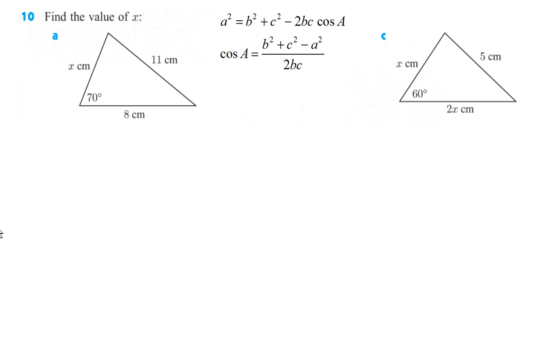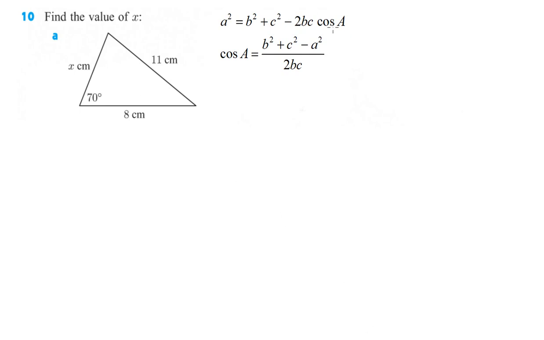Next one to take a look at is 10. We're just doing A. Okay, so find the value of x. So find this side right here. Okay, so let's see. We have this angle and that side across from it, and we have this side. We want to figure out what this side is here.